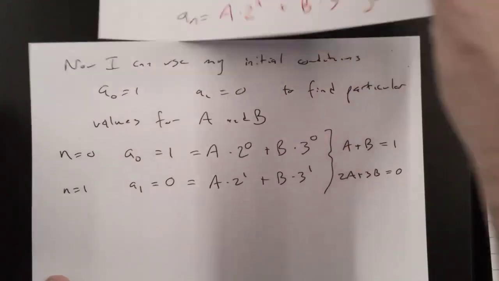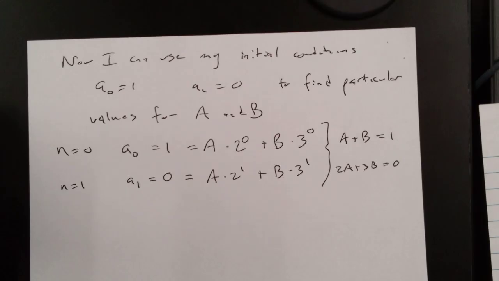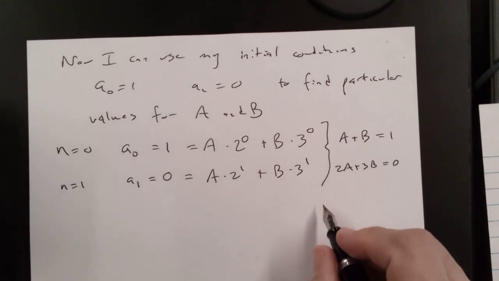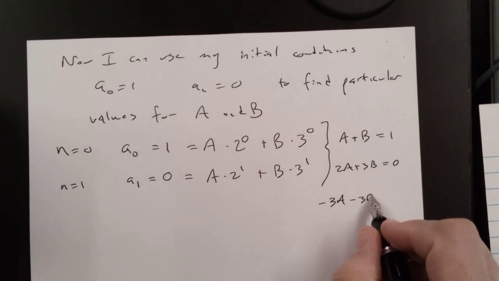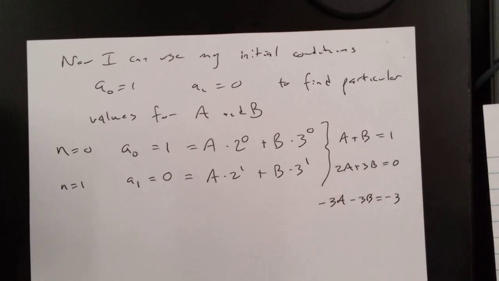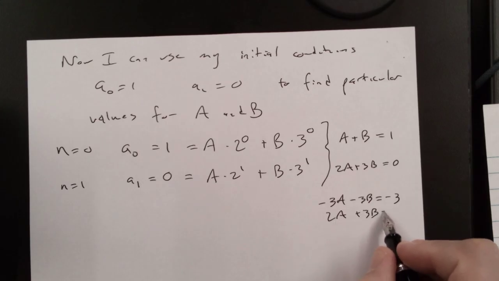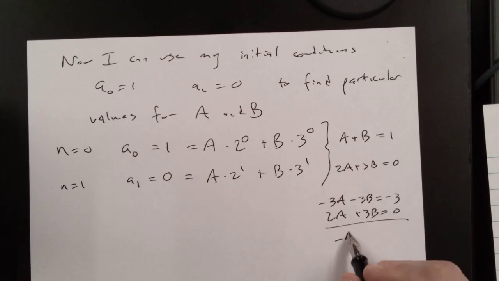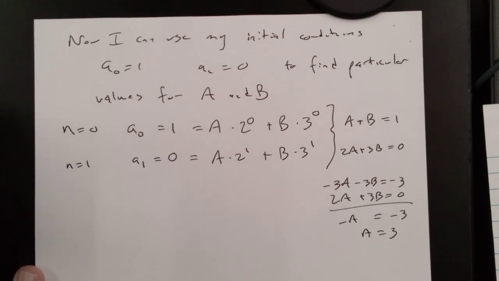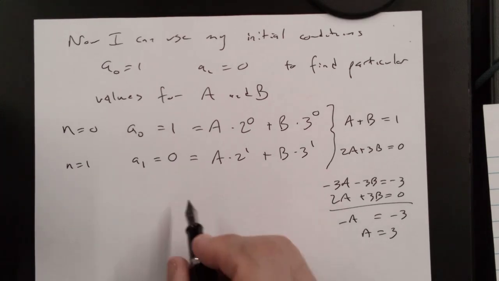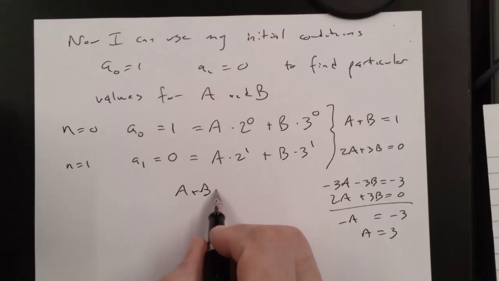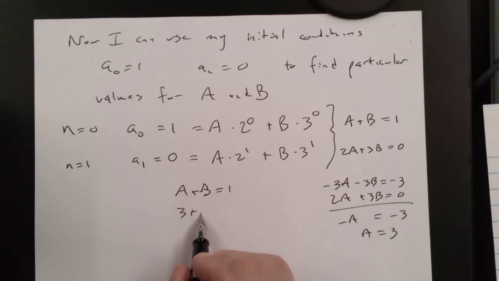To do elimination by addition, I multiply one equation by a number so that something will cancel. I'll make it minus 3A minus 3B equals minus 3. That takes the top equation and multiplies by negative 3. Add those together, I get minus A equals minus 3, which tells me that A is 3. And if A is 3, what's B? Well, A plus B is equal to 1. 3 plus B equals 1. B equals -2.